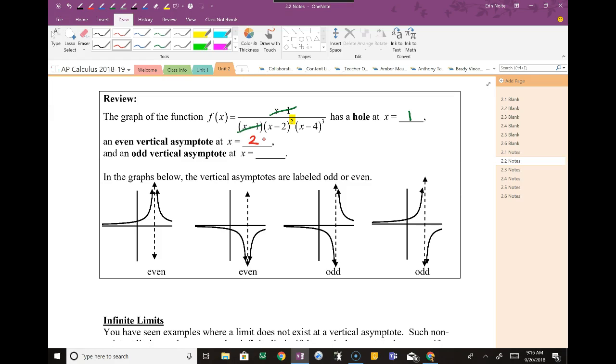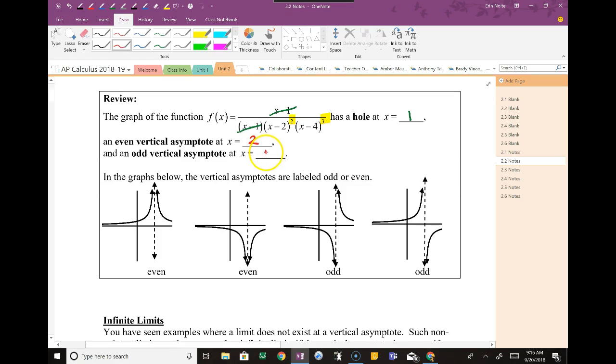And odd, and this is the one we've seen most often in our past, is when the function literally splits apart. One side goes up to positive infinity, and the other side goes to negative infinity. That is literally going to happen when you have an odd exponent. Very simple to identify and very informative. So where are you going to see odd vertical asymptotes on this function? At what x value? At 4.